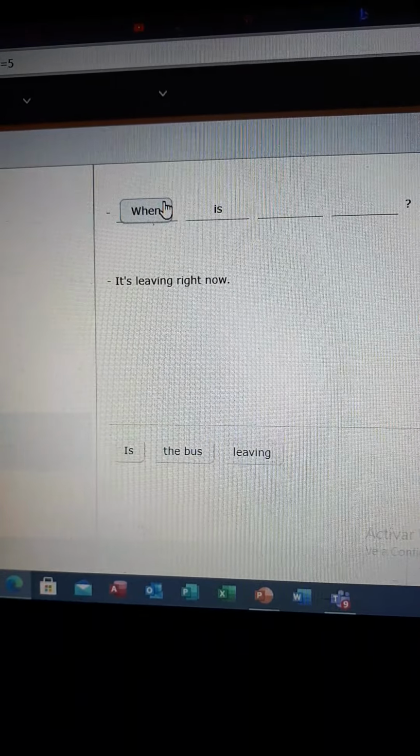Después va el auxiliar. ¿Y luego qué va? El pronombre o de quien estamos hablando porque es pregunta, ¿sí? Y finalmente, pues la acción. When is the bus leaving? ¿Ok? Si fuera oración, fuera the bus is. Pero como es pregunta, es when is the bus leaving now? When is the bus leaving? ¿A qué hora se va el autobús? Is va primero y después el nombre o el pronombre.